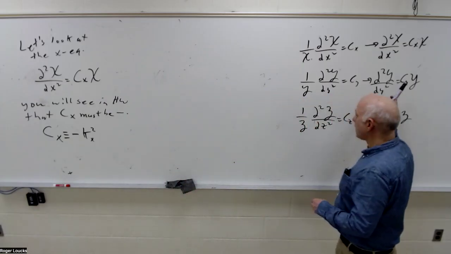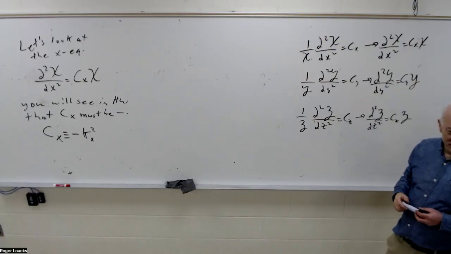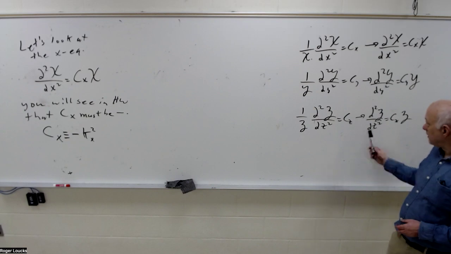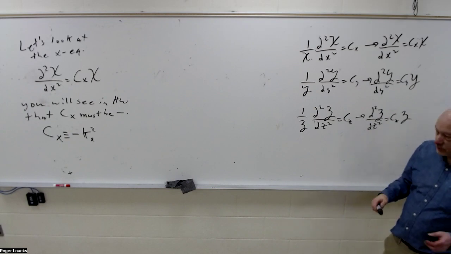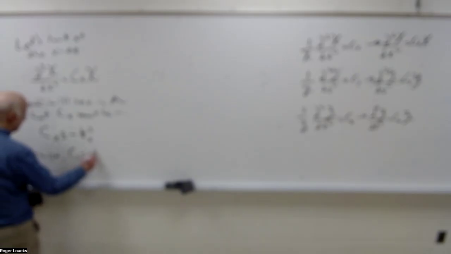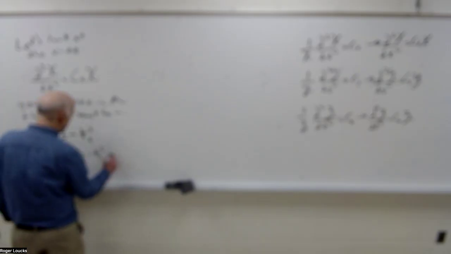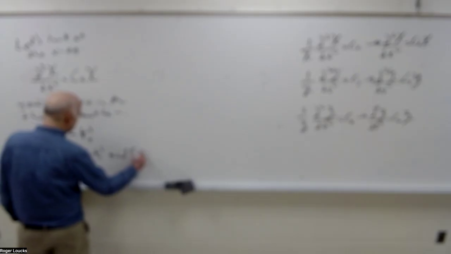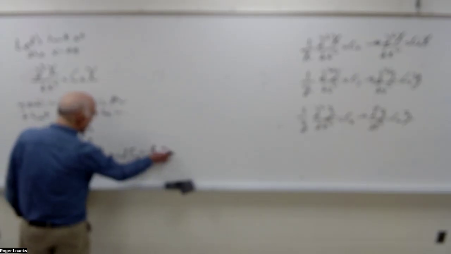Hey, what do you think then the Cy is going to become? Minus ky squared. And then this one here is going to be minus kz squared. So I should say likewise, Cy will be this guy, and this will be this guy. Okay, so if I put them all together, what is it here?